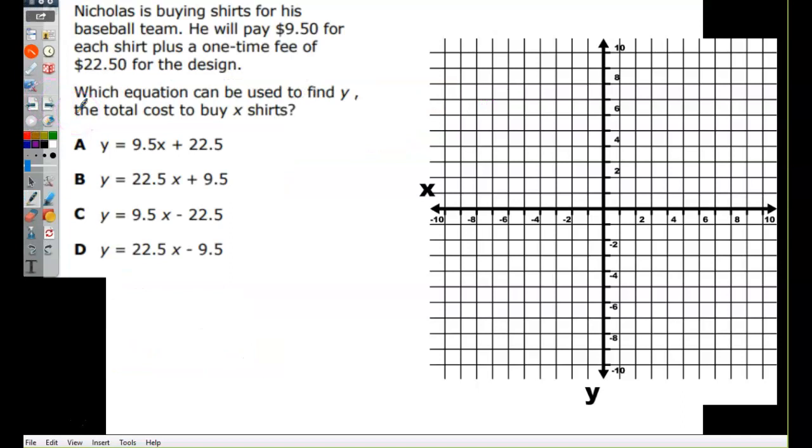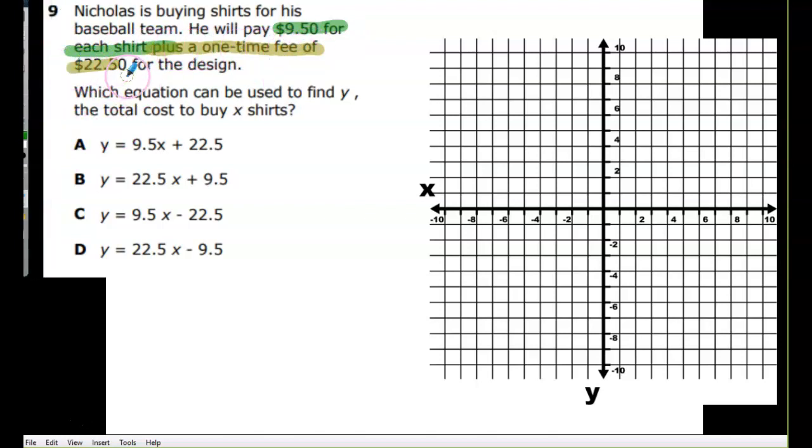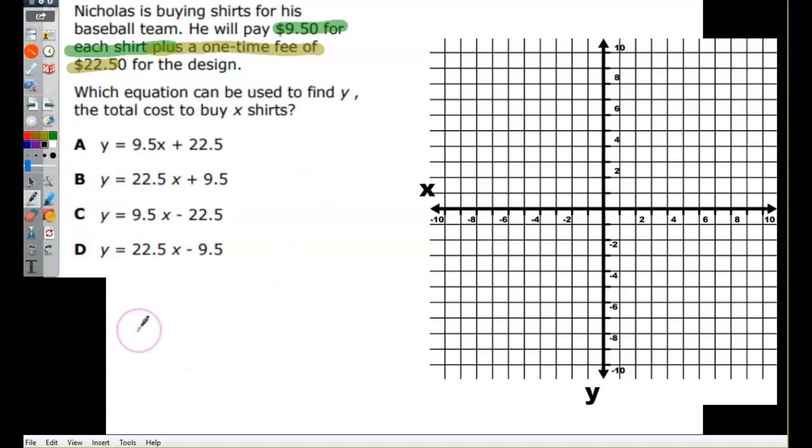Moving along. Number 9. Oh, this one looks a lot like that taxi cab problem we had. So Nicholas is buying shirts for his baseball team, right? And he will pay $9.50 for each shirt, and then he will pay plus a one-time fee of $22.50 for the design. If I was writing a math equation at this point, what would it be? If I'm paying $9.50 for each shirt, what kind of math do you think each is?